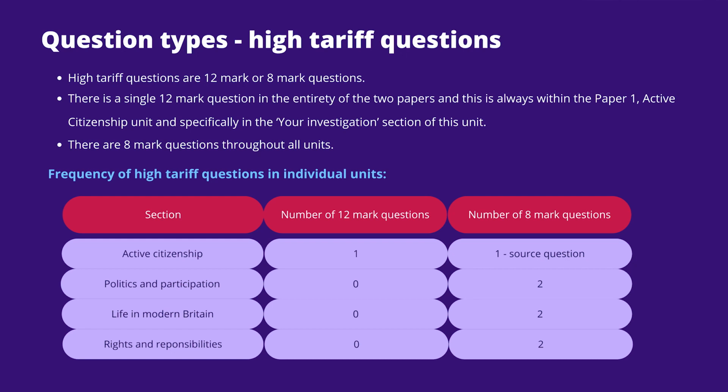These high tariff questions are set to measure how students have achieved the 3rd assessment objective, which is, of course, to analyse and evaluate a range of evidence relating to citizenship issues, debates and actions, including different viewpoints, to develop reasoned, coherent arguments and make substantiated judgments.